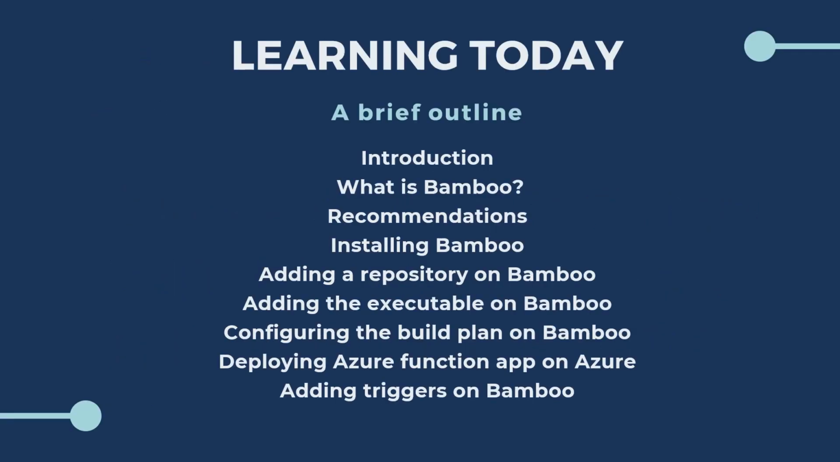These are the main topics we are going to discuss today. First of all, I'm going to introduce myself in the introduction. Then we are going to talk about what Bamboo is. Further, I'm going to recommend some important requirements on the recommendations. After the recommendations, we are installing Bamboo. After installing Bamboo, we are going to set up Bamboo by adding a repository executables, configuring a build plan, deploying on Azure function, and adding triggers on Bamboo. So this is what we are going to learn, and we are going now to the introduction.